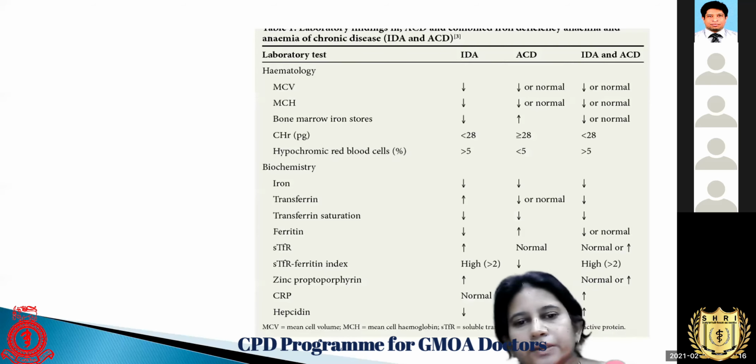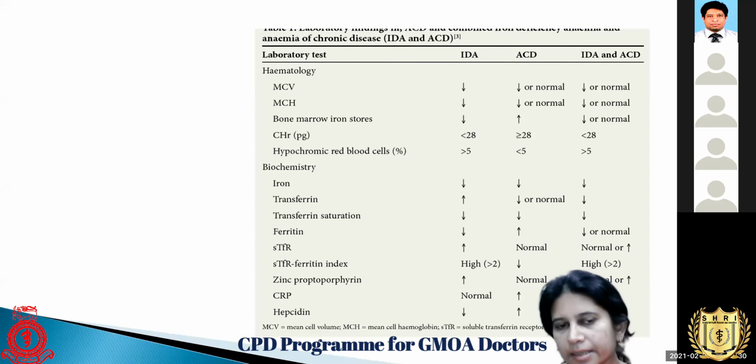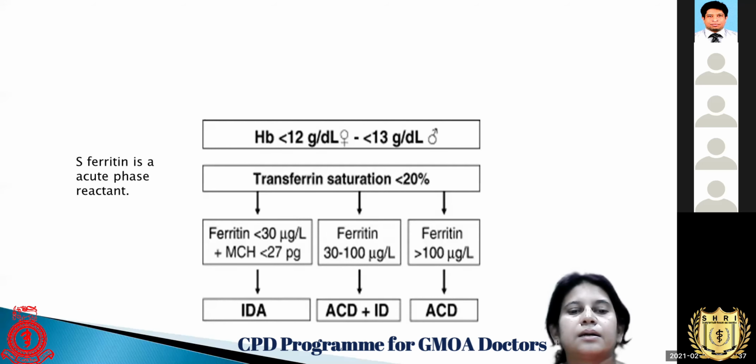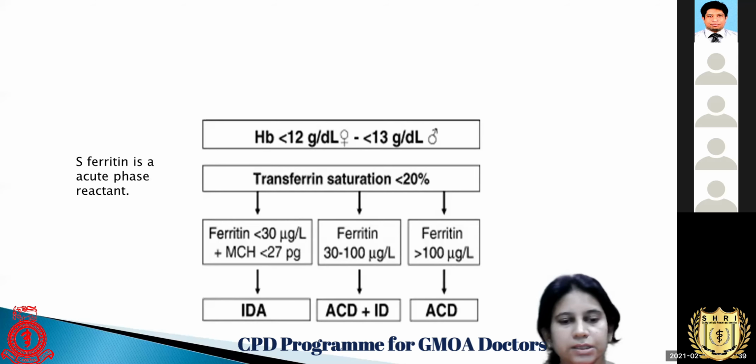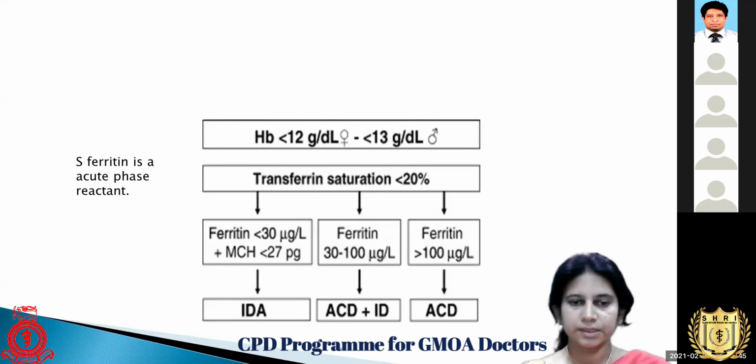Sometimes it's very difficult to differentiate iron deficiency and ACD when you have them in combination. Pure iron deficiency is easy to diagnose. Pure ACD is easy to diagnose, but when there's a combination, you have to be cautious. There are a whole lot of tests, but this slide will show you a little easy way to differentiate iron deficiency from ACD. So if you have a patient with anemia, check your transferrin saturation.